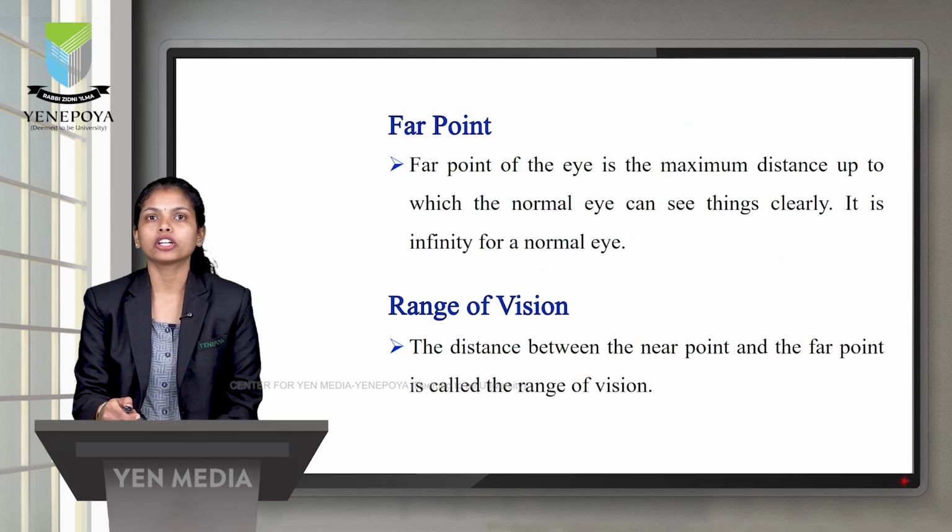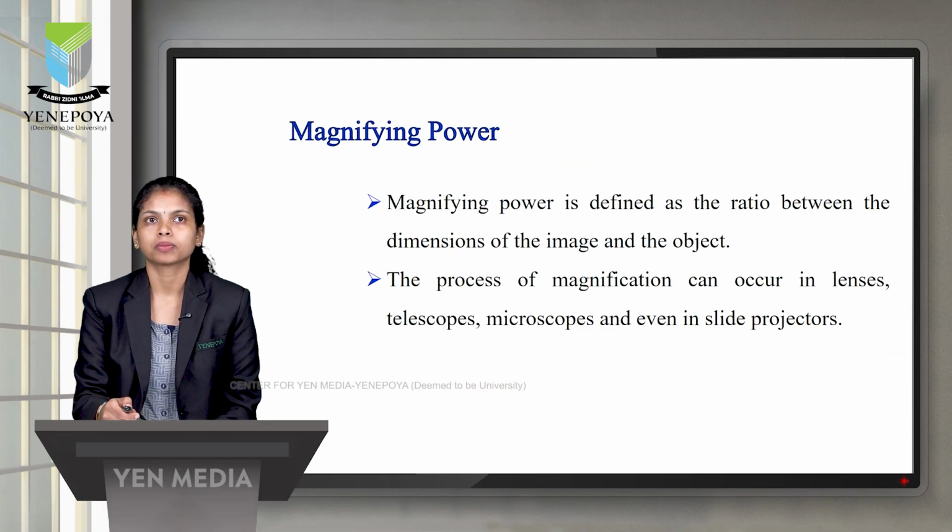Far point. The far point of the eye is the maximum distance up to which the normal eye can see things clearly. It is infinity for a normal eye. Range of vision. The distance between the near point and the far point is called the range of vision. Magnifying power. It is defined as the ratio between the dimensions of the image and the object. The process of magnification can occur in lenses, telescopes, microscopes, and even in slide and object projectors.